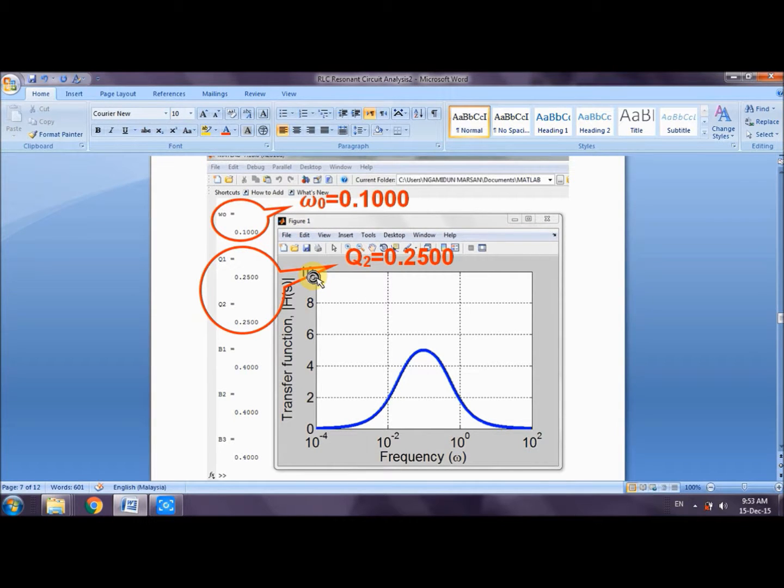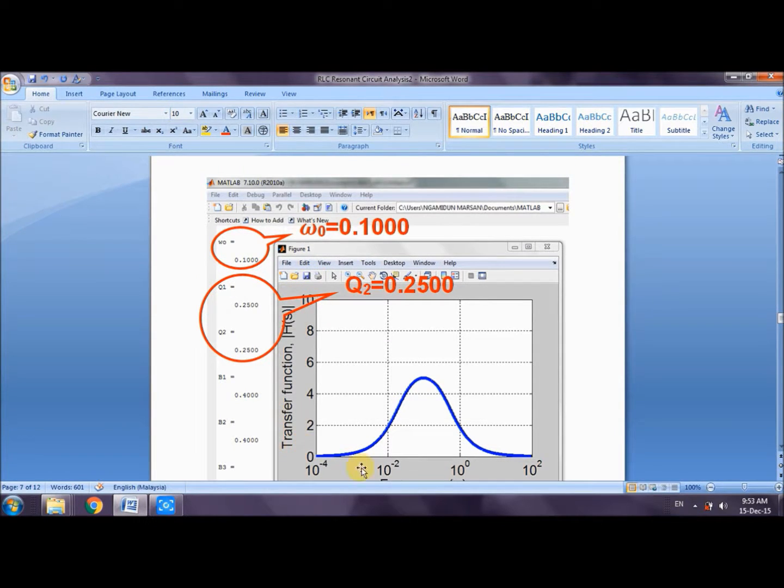As you can see, this is the graph that we obtained for our second calculation, which is only half of the previous one. The shape of the graph is half of the previous one. As you can also see here, this is the result that we obtained from MATLAB, where the resonant frequency they get is 0.1, the quality factor is 0.25 and the bandwidth is 0.4.